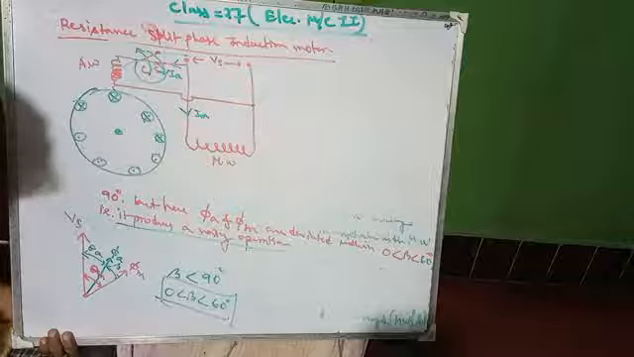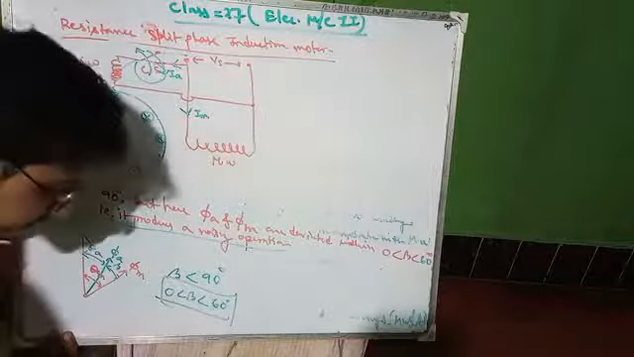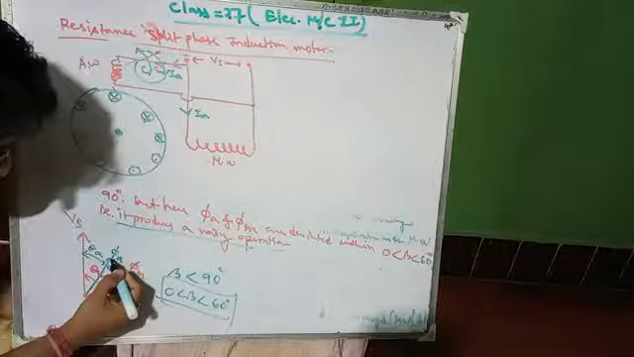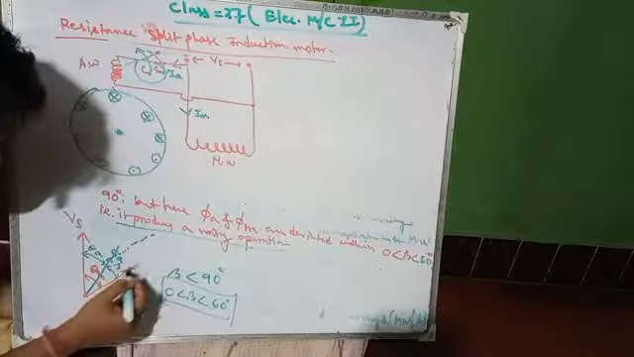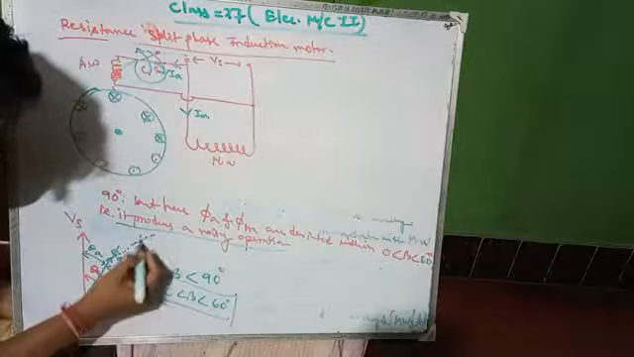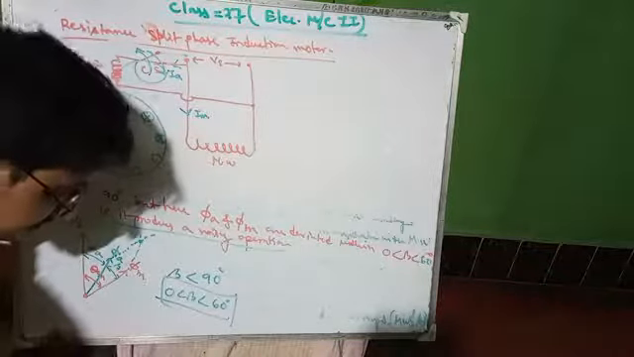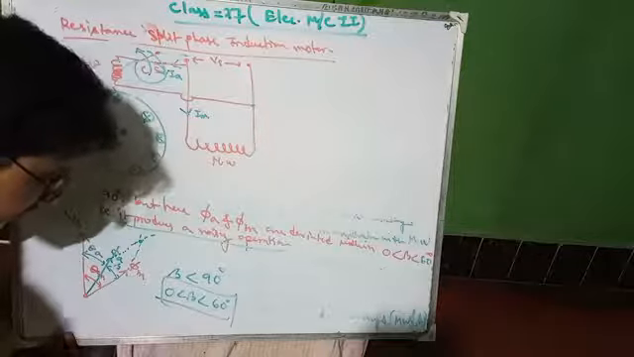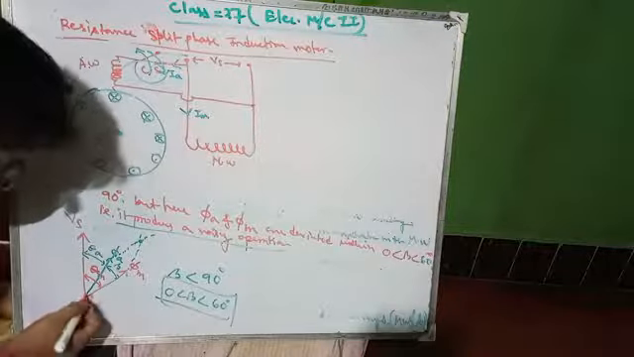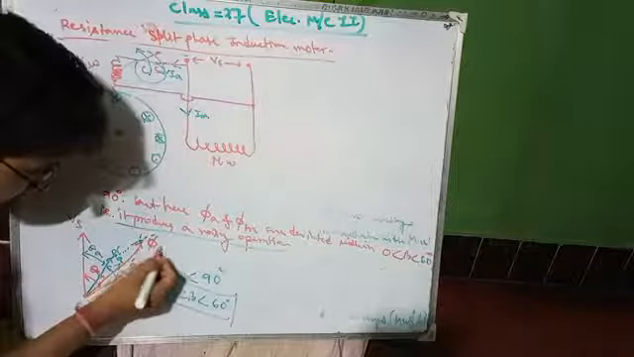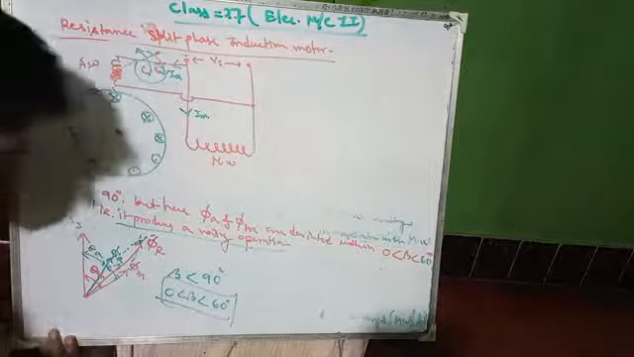So what is the resultant flux of phi A and phi M? If we add them by vector addition, we get a peak point. If we join it, then we get the resultant flux. This is the resultant flux phi r.